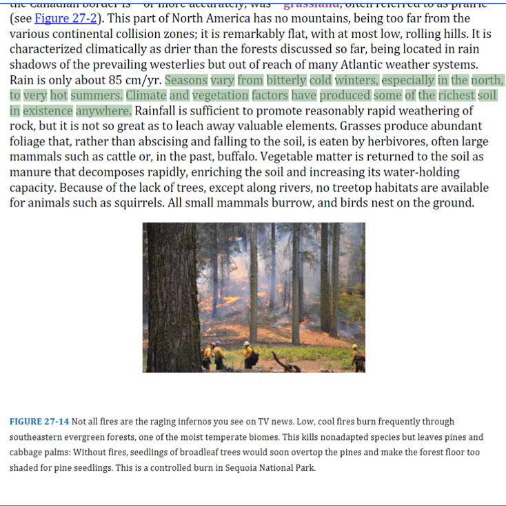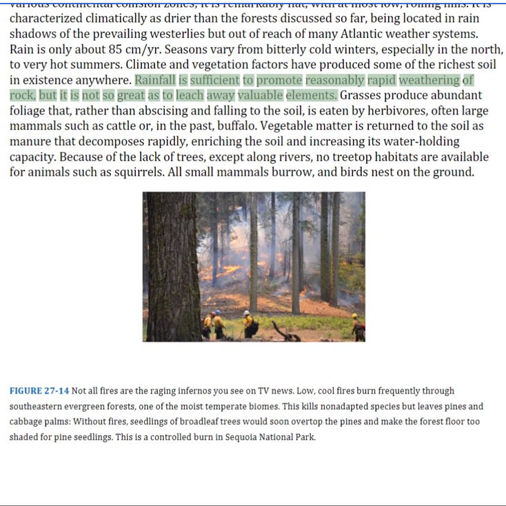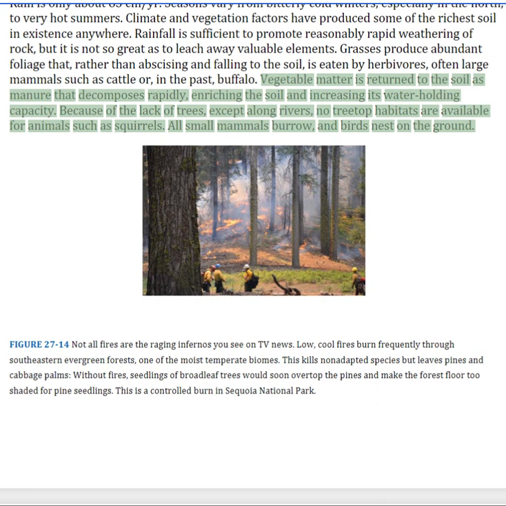Climate and vegetation factors have produced some of the richest soil in existence anywhere. Rainfall is sufficient to promote reasonably rapid weathering of rock, but it is not so great as to leach away valuable elements. Grasses produce abundant foliage that, rather than dying and falling to the soil, is eaten by herbivores, often large mammals such as cattle or, in the past, buffalo. Vegetable matter is returned to the soil as manure that decomposes rapidly, enriching the soil and increasing its water-holding capacity.